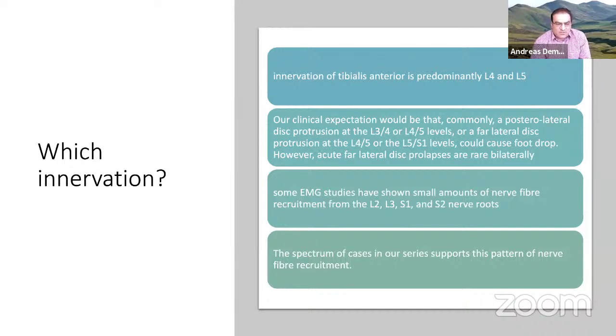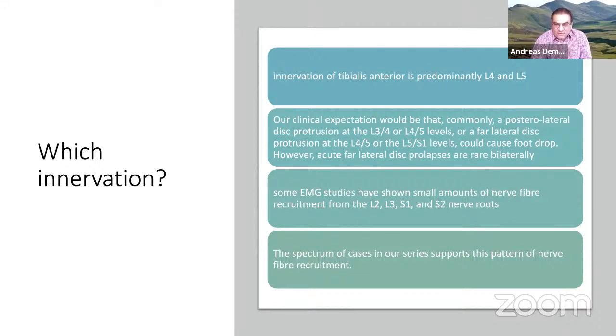So that brings the question, what innervation is the dominant? And we all think it's L4 and L5. Therefore, our clinical expectation would be that a posterolateral disc protrusion at L3-4 or L4-5, causing an L4 or an L5 lesion, or indeed a far lateral disc protrusion at L4-5 or L5-S1, would affect the L4 and L5 again. But let's not forget, acute far lateral discs bilaterally are not common.